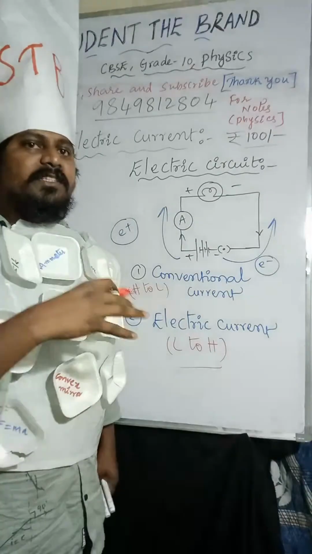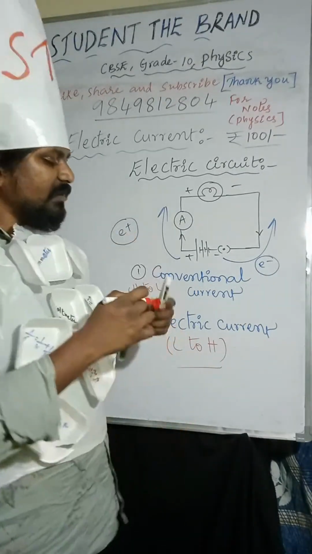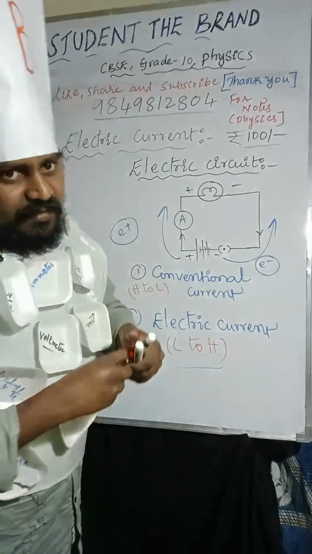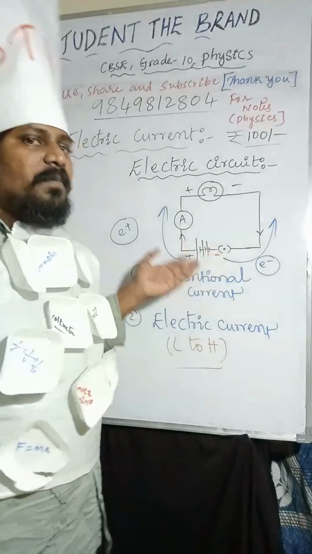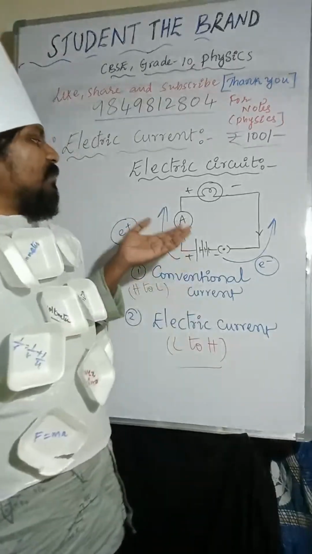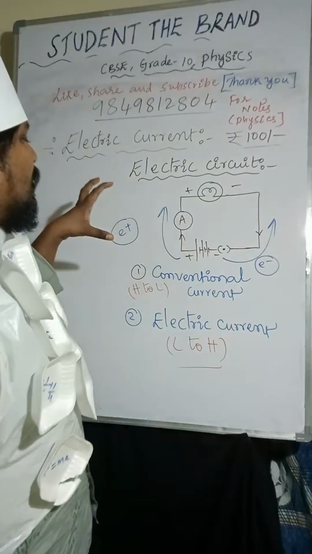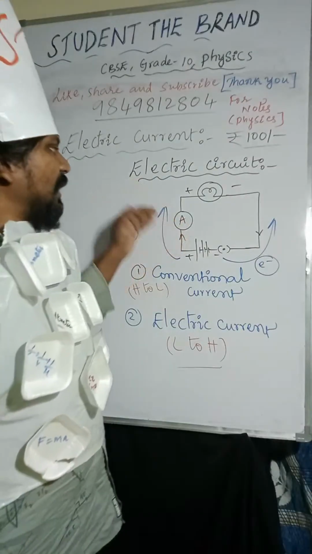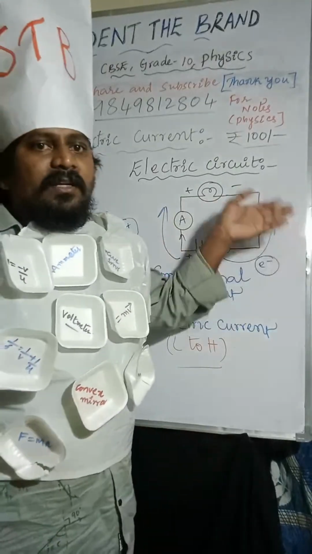Based on this, there are questions. Point number one: what is conventional current? Conventional current is the flow of positive charges. Electric current is the flow of electrons. Positive charges move from high potential to low potential, whereas electrons move from low potential to high potential.